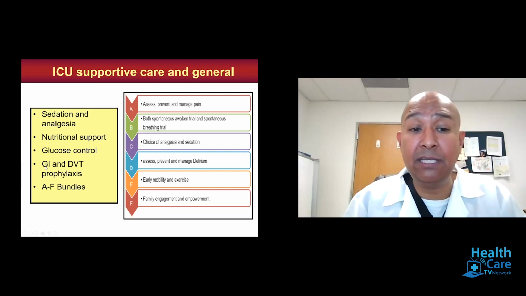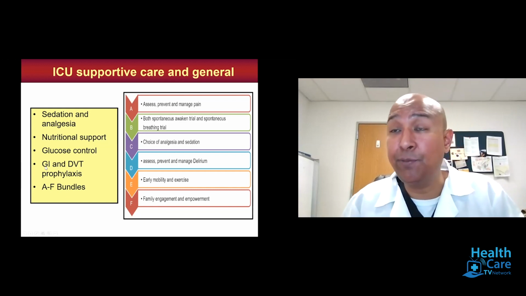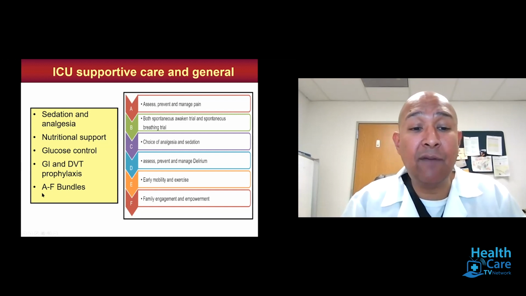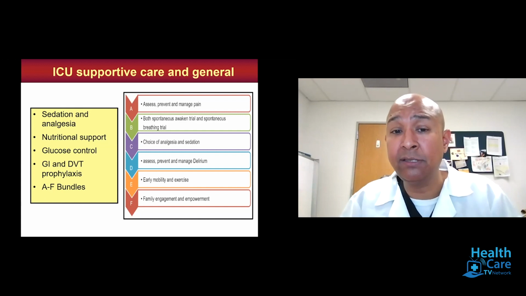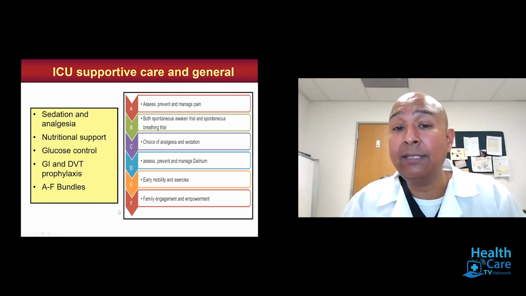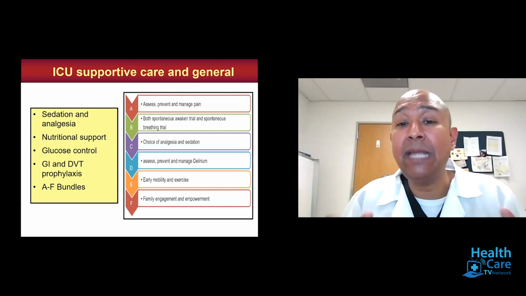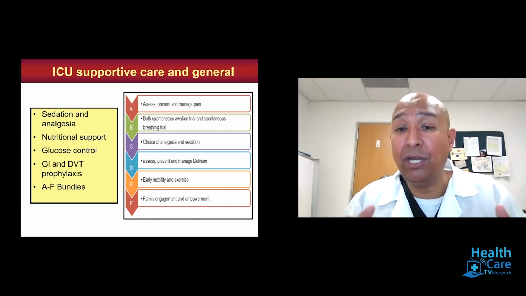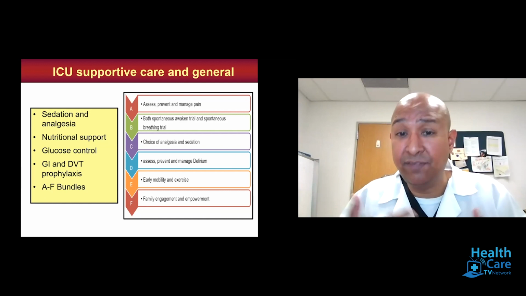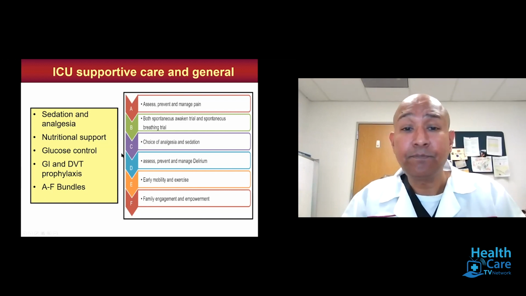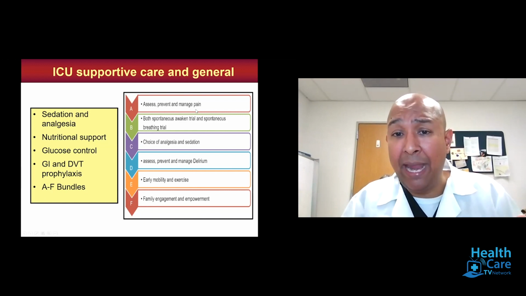These patients definitely need GI and DVT prophylaxis, and they should have what's called an A to F bundle. I don't know if many people know what an A to F bundle is, but I put it right here. This is something that we look at every day in the medical ICU to help out with patient care. It involves the patients, the family, as well as physicians and other staff. A stands for assessment of pain.